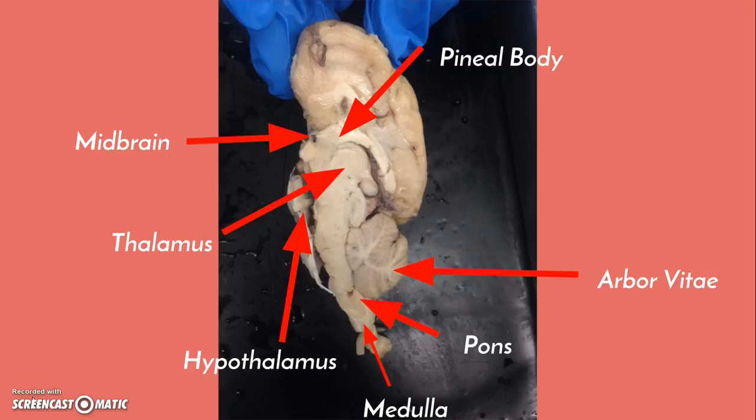The arbor vitae is the appearance of the white matter in the ventricle section of the cerebellum. Its name comes from the Latin word for tree, arbor, and the Latin word for life, vitae. It is called this because it has the appearance of a tree within the white matter, and the cerebellum controls a large part of your life.